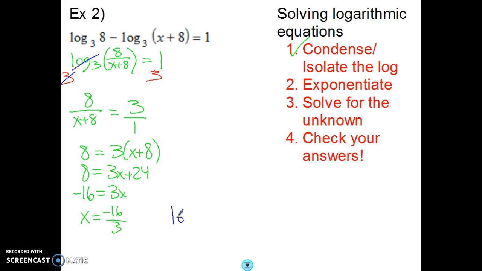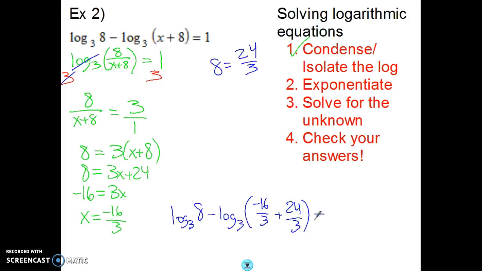We'll get log base 3 of 8 minus log base 3 of negative 16 over 3 plus, well, I'm going to write 8 in thirds. 8 is equal to 24 thirds, right? 24 over 3 is the same as 8. And then equals 1. Here on this first term, I have log base 3 of 8. I can do that. Nothing was actually plugged in there. Over here, we have log base 3 of negative 16 over 3 plus 24 over 3. Well, that's the same as just 8 over 3. And I can do log base 3 of 8 over 3.